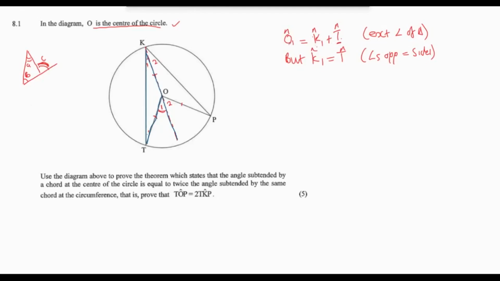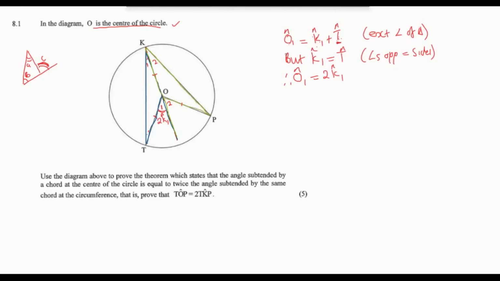We can replace angle T with K1, meaning that angle O1 is equal to angle K1 plus angle K1. We can say that because angle T is also angle K1. Therefore, it is equal to 2 times angle K1. That's the first part, meaning that this angle is 2 times angle K1. And then we move on to triangle KOP.